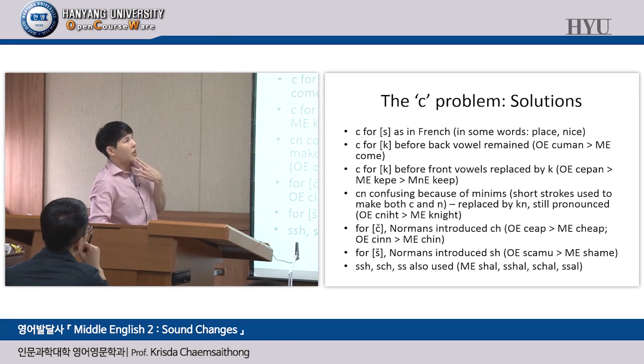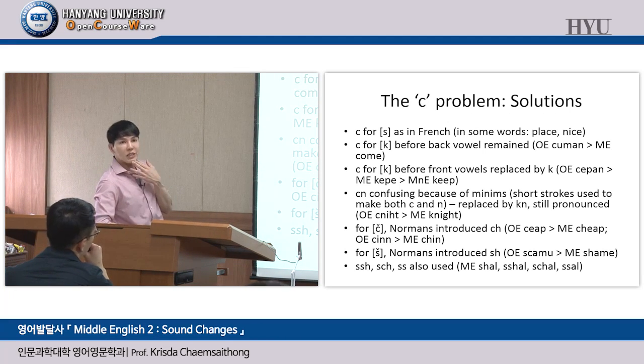C for S, we saw that already, place or knees, which in Old English didn't exist, or which in Old English we use the S, right? And then C for the K before a back vowel remained. So that one remained. So cuman, so to come. The sound K is represented with a C in Old English, and it stays the same in Middle English, okay? So that stays the same.